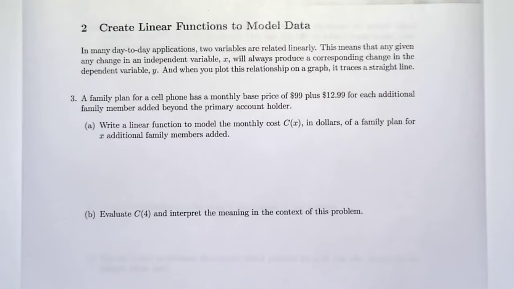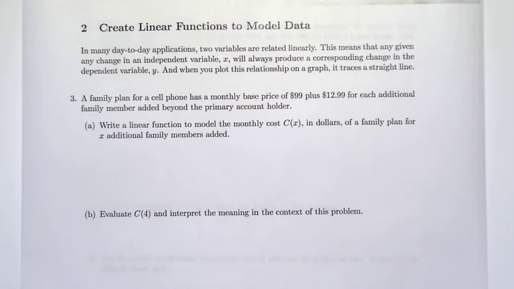Okay, so let's look at an example and just jump right in. Number 3: a family plan for a cell phone has a monthly base price of $99 plus $12.99 for each additional family member added beyond the primary account holder. All right, so we got some information. I broke this question down. First, we're going to write a linear function to model the monthly cost, C of x, in dollars of a family plan for x additional family members added.